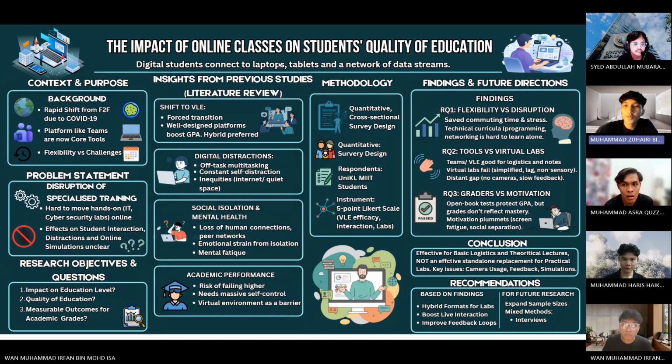Okay, my name is Muhammad Zari bin Mansur. So today I will explain the findings and future direction of our study. For the first research question, flexibility versus disruption, we found that online learning gives students more flexibility. Students did not need to travel to campus, so they could save time and avoid the stress of commuting. However, there were also some challenges. Subjects like programming and networking were harder to learn online because students often needed more guidance and hands-on practice.